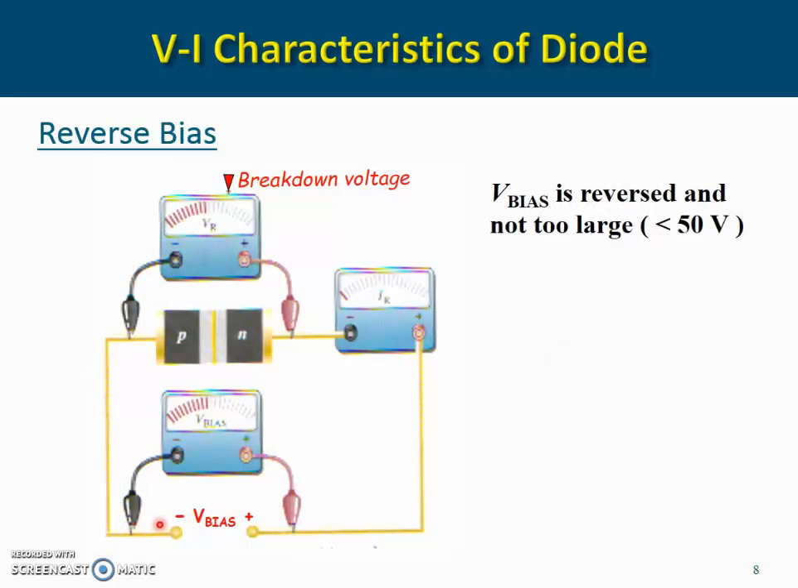Let's continue our experiment. Now we are going to do reverse bias. These two leads connecting to the external power supply are swapped, and the two probes here are also swapped. Initially, we will try to set this reverse bias voltage to be quite large, but not larger than the breakdown voltage of the PN junction. Let's say that is 50 volt.